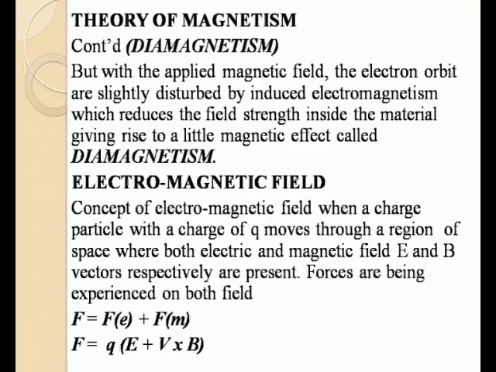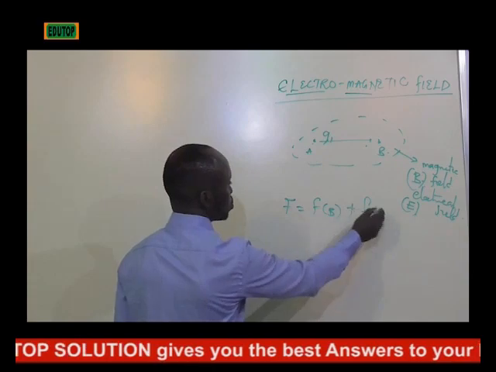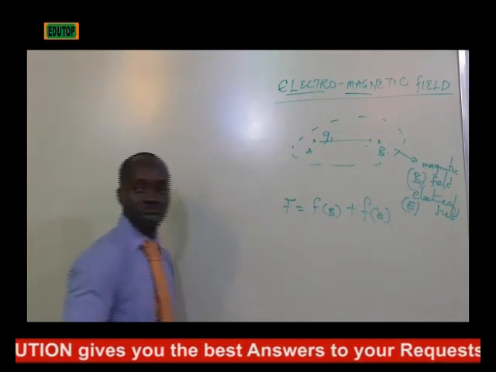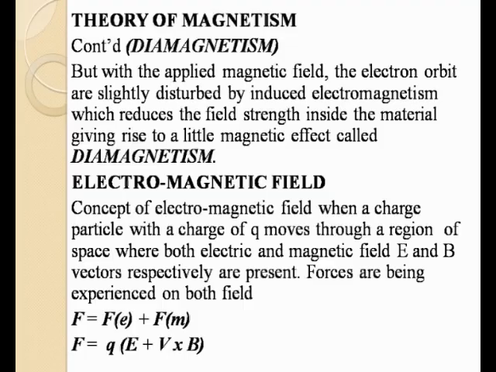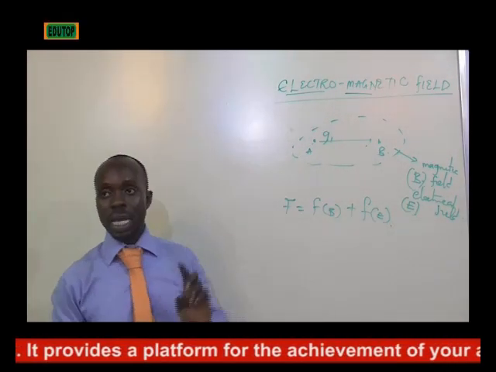Now from our formula, it is noted that a force is induced. The total force will be the force of the magnetic field plus the force of the electric field. So those are the two forces that exist in your electromagnetic field, because electromagnetic means two fields in one. You understand? A platform where two fields exist in one.